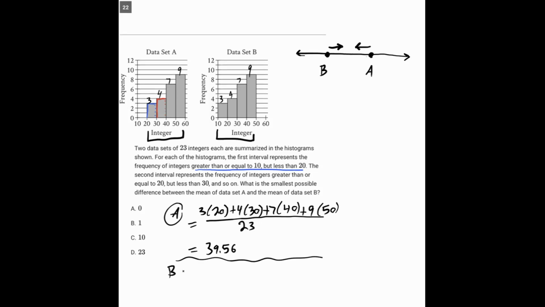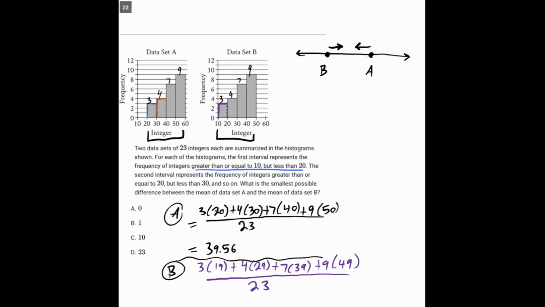Now for data set B, we're going to be making all of these as big as possible, but it's a little more careful here because on the big side, the numbers have to be less than whatever the number is at the top side of this. So in this purple bar, for instance, the bigger number could be 19, but it couldn't be 20. So we'll have 3 times 19 plus 4 times 29 plus 7 times 39 plus 9 times 49. Once again, all divided by 23 because there are 23 numbers.